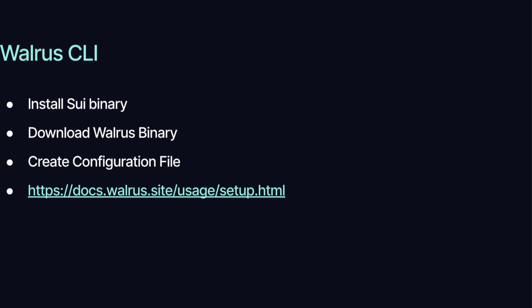The process to set this up is a bit more complicated because the client needs to be able to talk to the Walrus contract deployed on Sui. We would need to install the Sui binary, the Walrus binary, and configure the Walrus system object. You can find the detailed instructions by going to the link shown here. Feel free to pause the video and come back once you have installed everything.